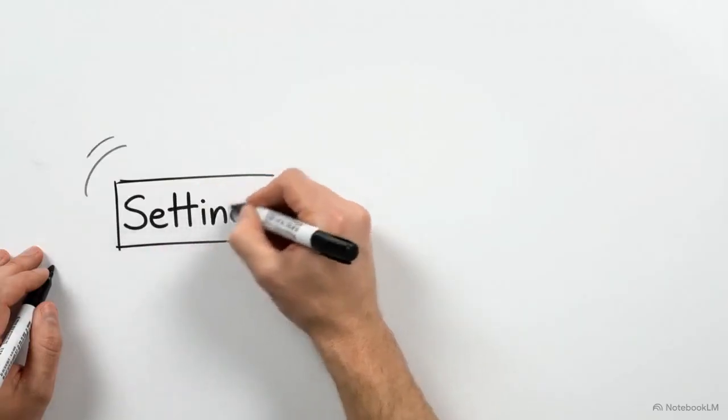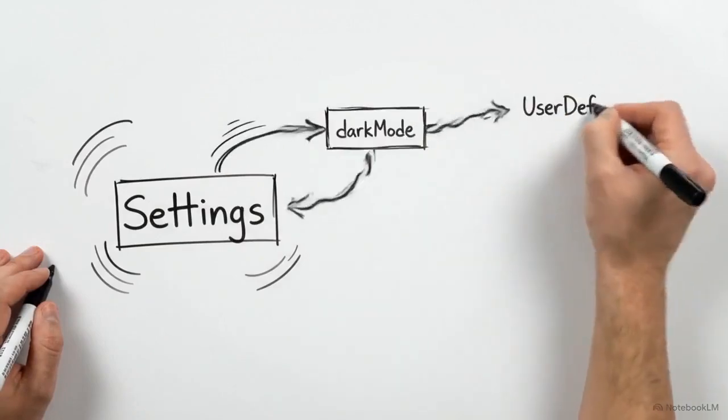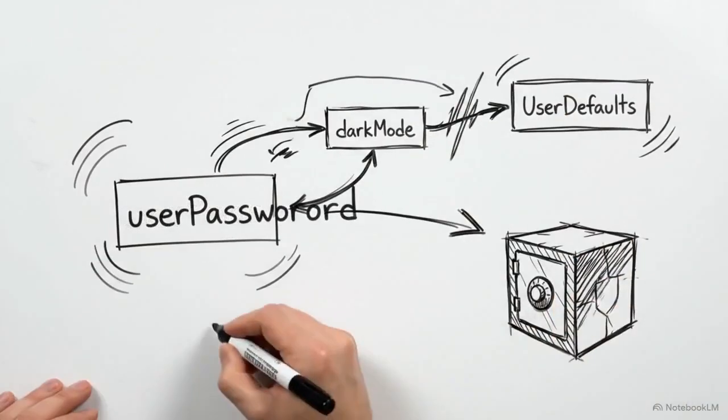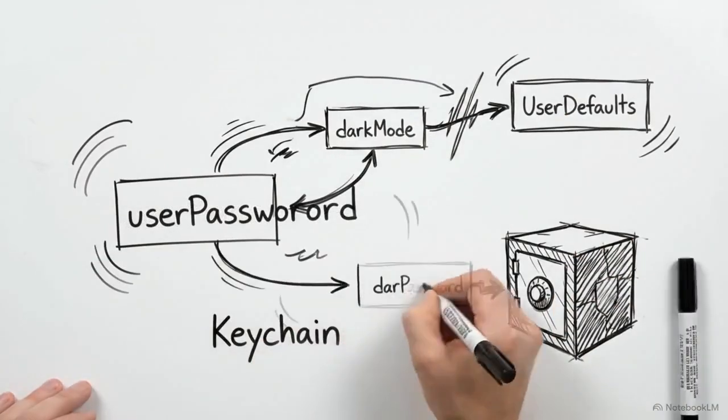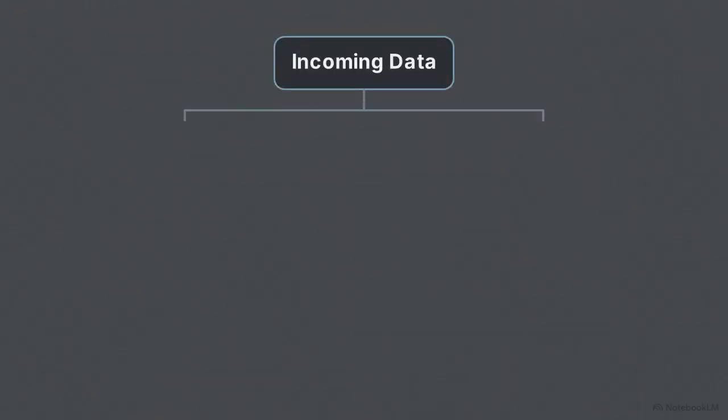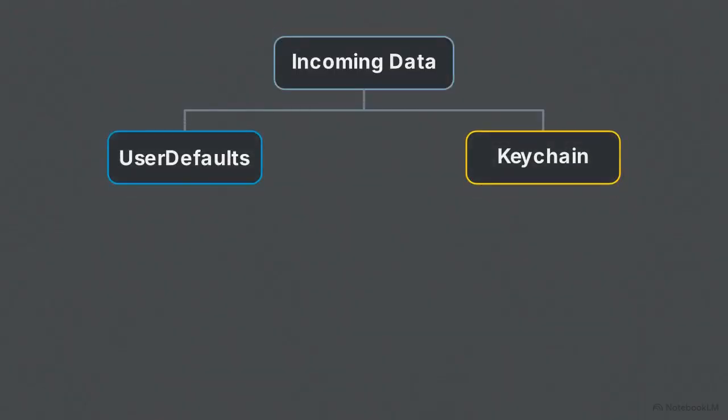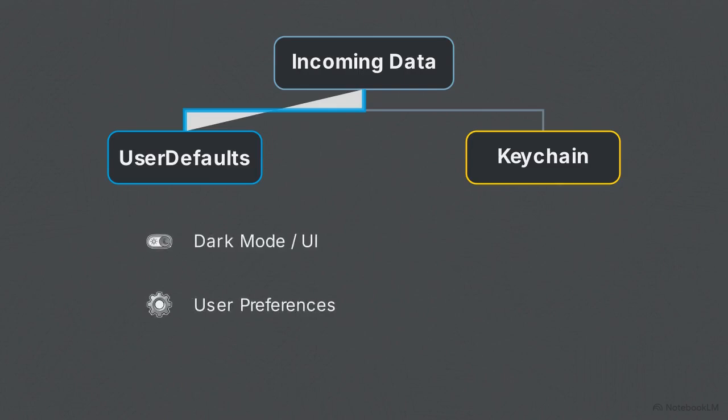Let's translate these operational differences into a strict architectural rule. Use UserDefaults for UI settings, and use Keychain for secrets. You can route any incoming data payload to the correct API based entirely on its sensitivity. If the data requires high-frequency updates and carries no security risk, it belongs in UserDefaults. This includes your dark mode toggles, basic user preferences, and non-critical feature flags.